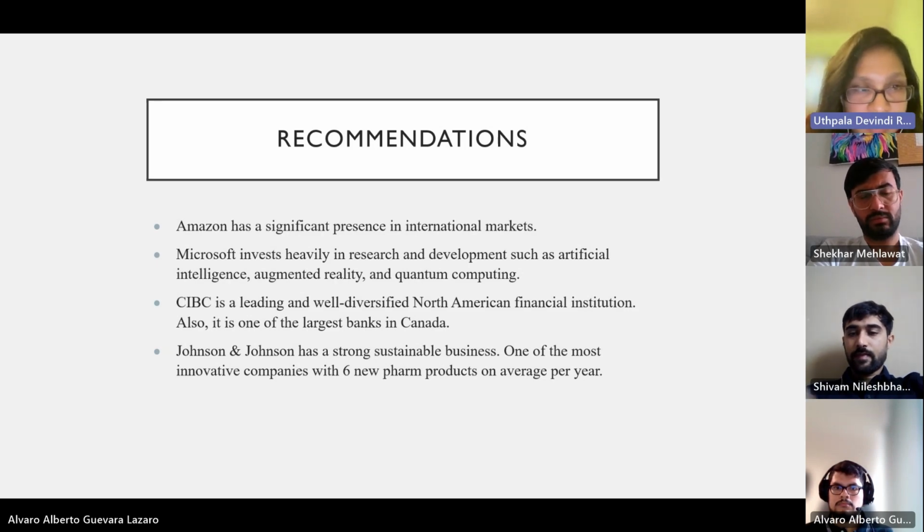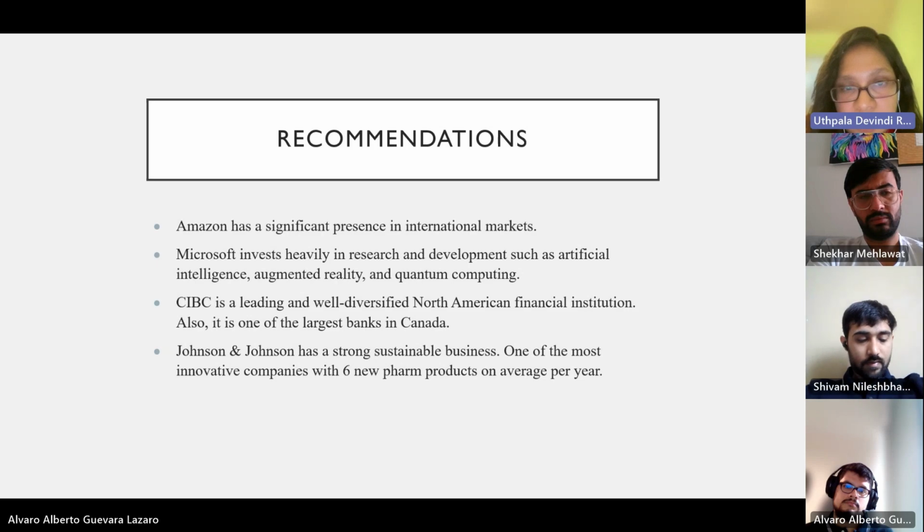The next one is CIBC, one of the largest banks in Canada, a leading and well diversified North American financial institution. Lastly, we have Johnson & Johnson, a company known for its strong sustainability business practices and commitment to innovation. Its diversified product portfolio and global reach make it a complementary investment opportunity in the healthcare industry. Moving on to the next slide.